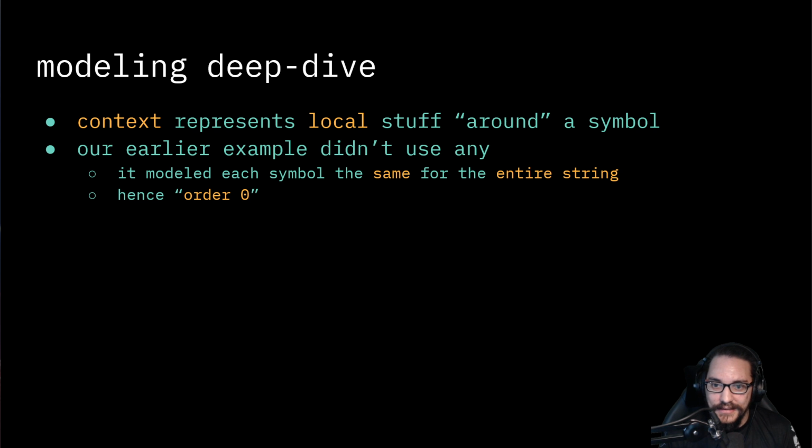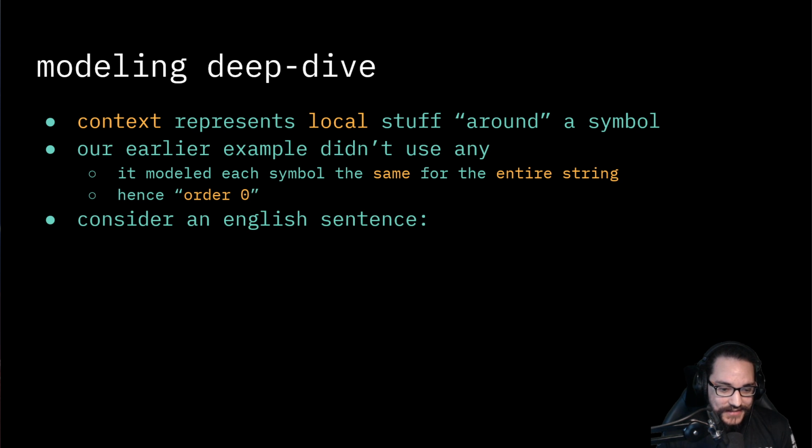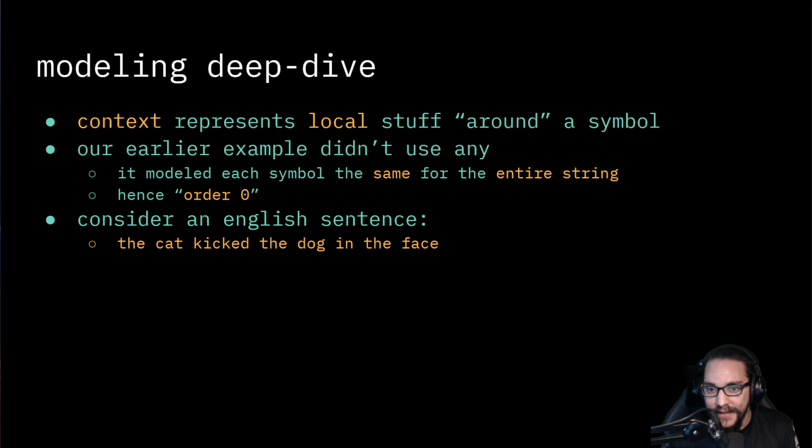But we can generally do better. So the idea is that it modeled each symbol the same, the model that we had for the entire string, which is what we call an order 0 model. To demonstrate this, we can consider an English sentence, which is "the cat kicked the dog in the face." So, a pretty likely sentence that a compressor will encounter.